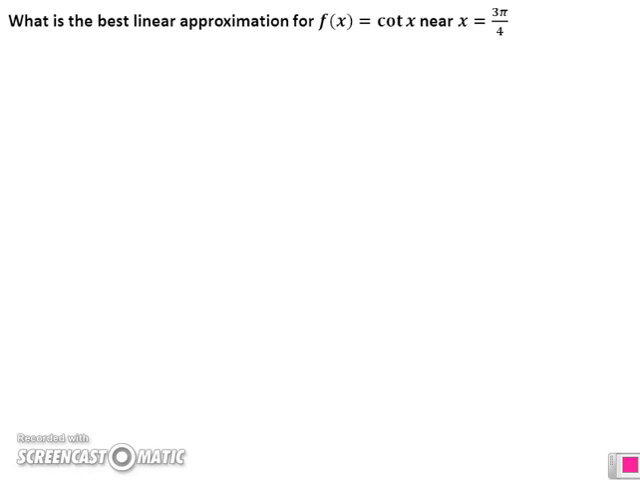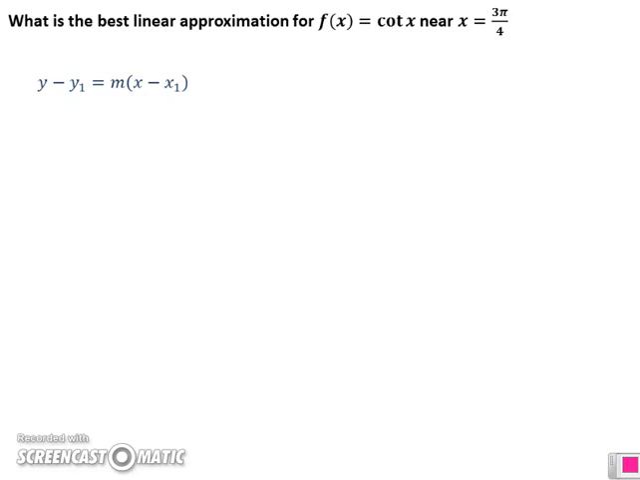What is the best linear approximation for f of x equals the cotangent of x near x equals 3 pi over 4? When you see the words linear approximation, you should be thinking equation for the tangent line. And an equation for a line is point-slope formula. You could use slope-intercept, but many times you're not given the y-intercept, so why bother with that one? You just need a point and slope for this one.